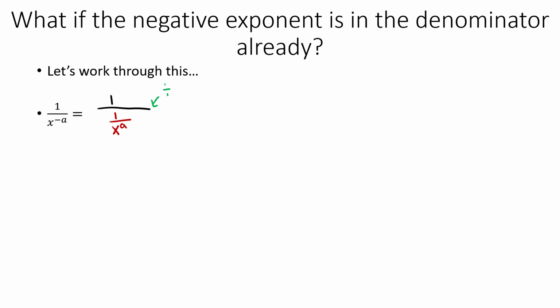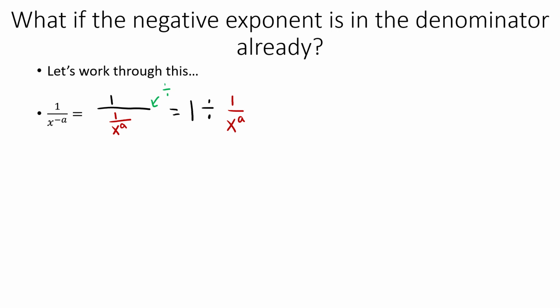I'm not claiming this is the only way to do it. But instead of saying 1 over x to the a, I'm going to rephrase it as this: 1 divided by 1 over x to the a. And what I did there was I just removed one of those fraction bars and went with what I know is an alternate notation.